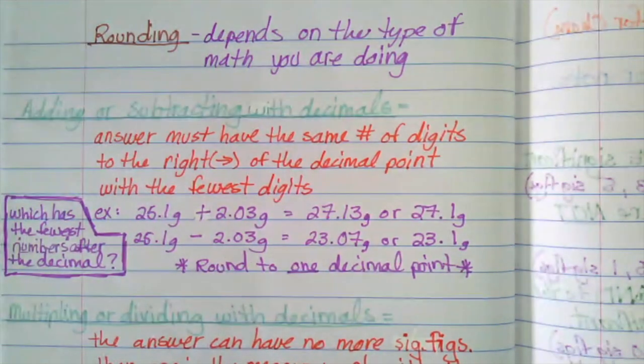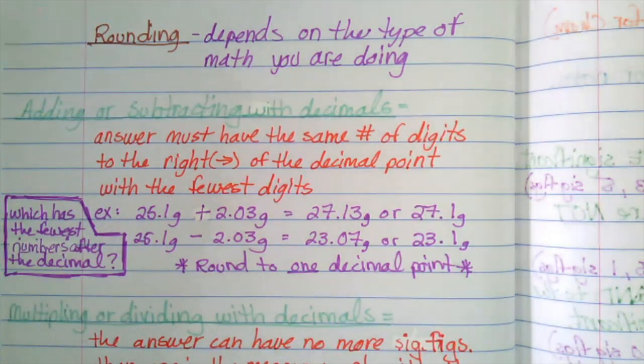Rounding. Rounding depends on the type of math you're doing, so we're going to start with addition or subtraction. Your answer has to have the same number of digits to the right of the decimal point as the measurement with the fewest digits. Basically, you can only be as accurate as your least precise device or measurement tool. And so that's why it's the fewest digits.